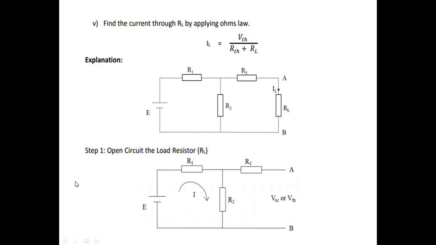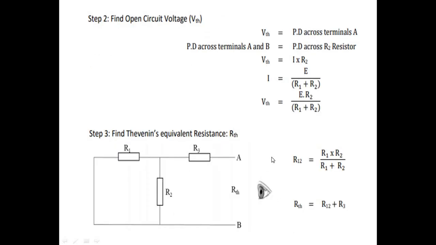First point, step 1: open circuit the load resistor RL. Initially the load resistance is removed from the A and B terminals. First of all, open circuit, that means open circuit voltage or Thevenin's voltage. And then second point, find the open circuit voltage V Thevenin.